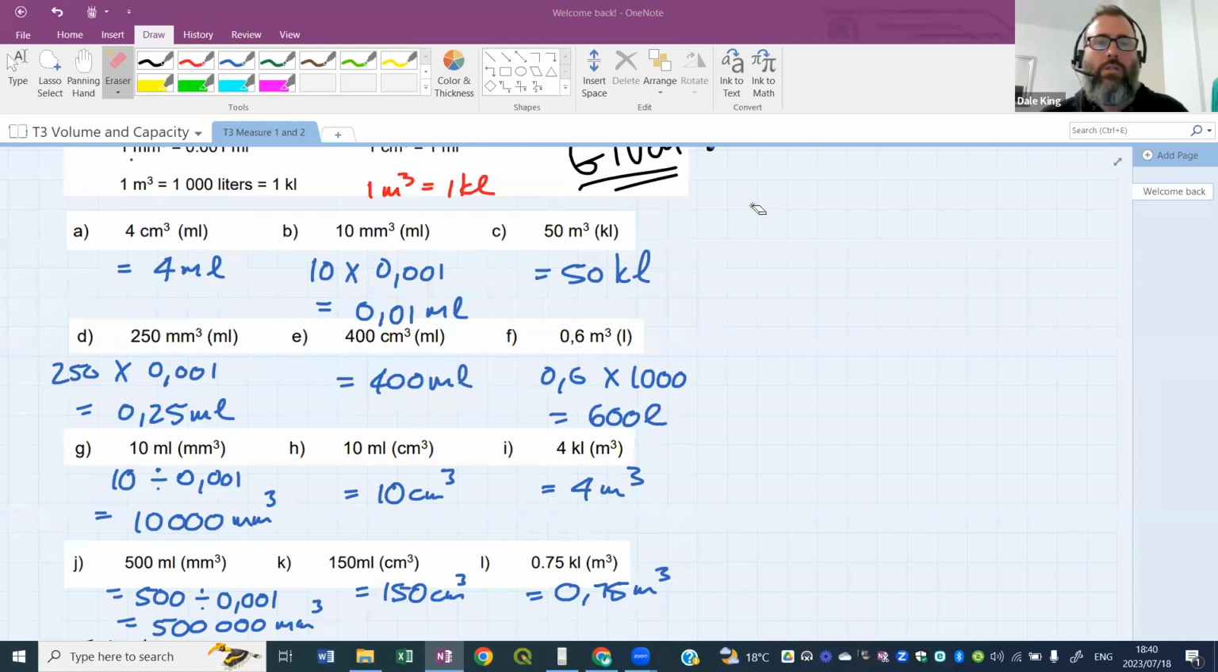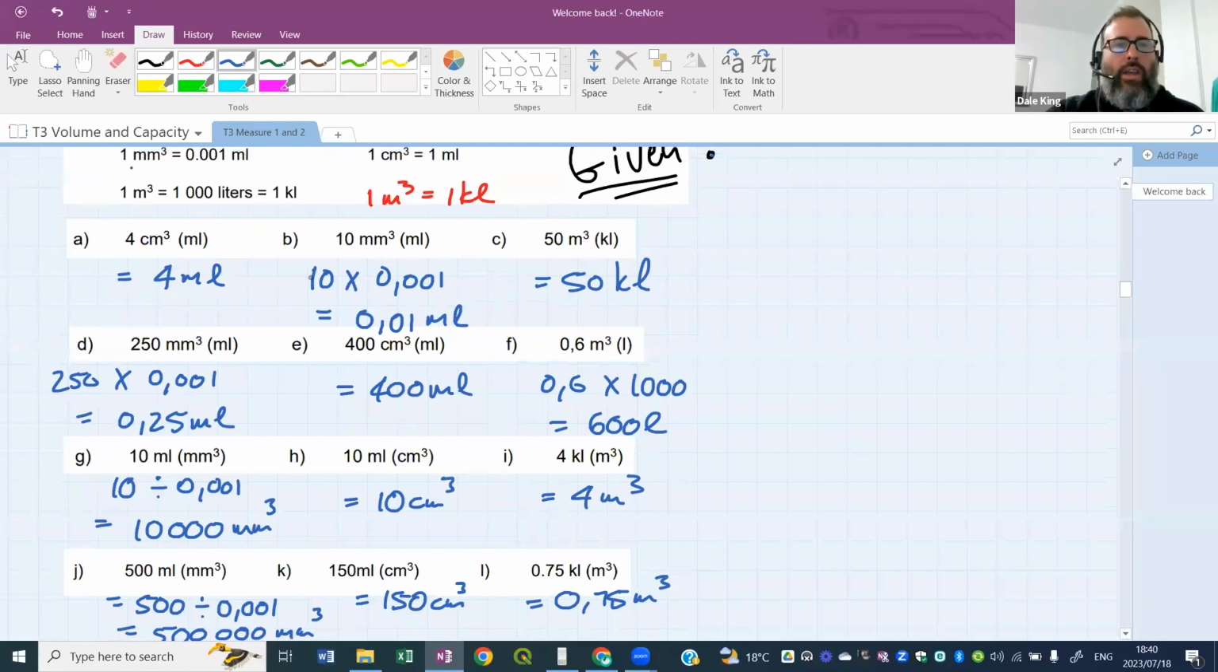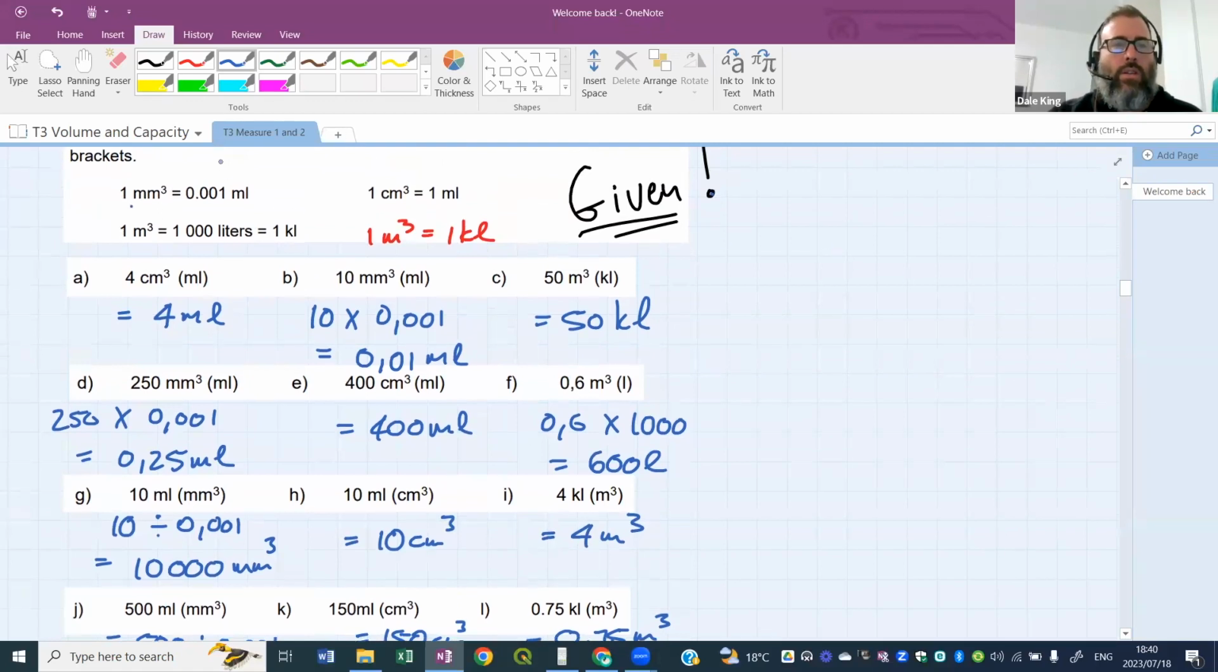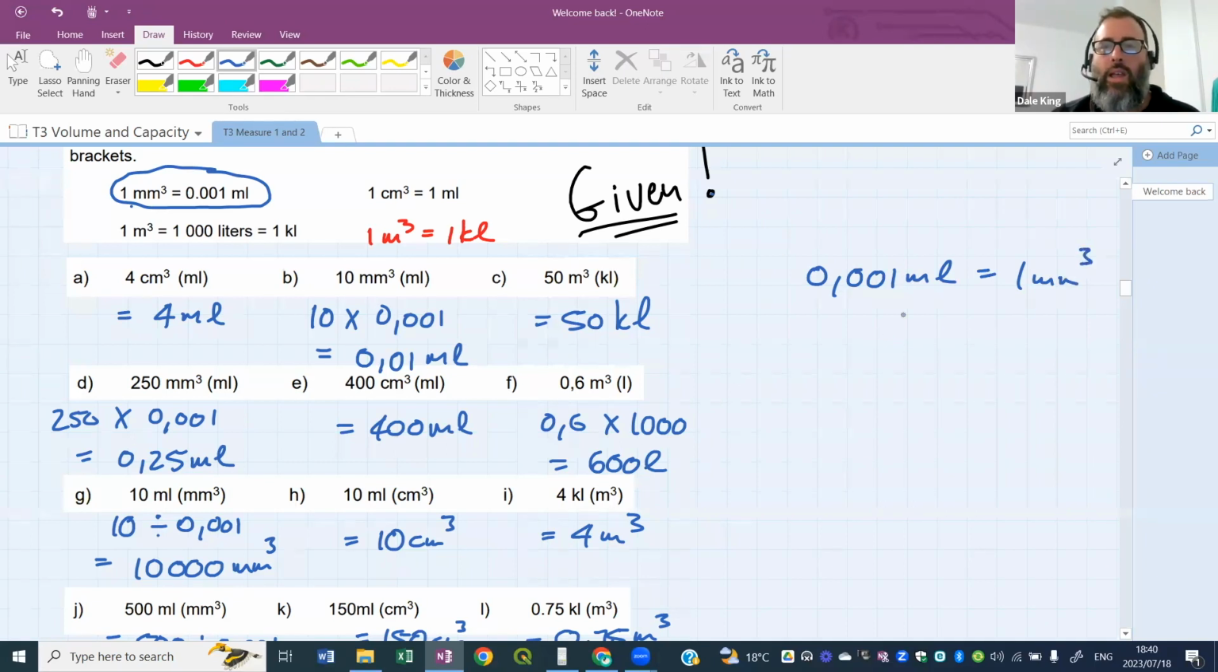I'm good. So how do we know when to divide or times? It's a good question. It often confuses people. So they could write this conversion. We're talking about this one over here. They could write it in a different way. They could write 0.01 is equal to 1 millimeter cubed there. It just changes the thing around slightly. But the way I think of it is, and let's refer to question B.